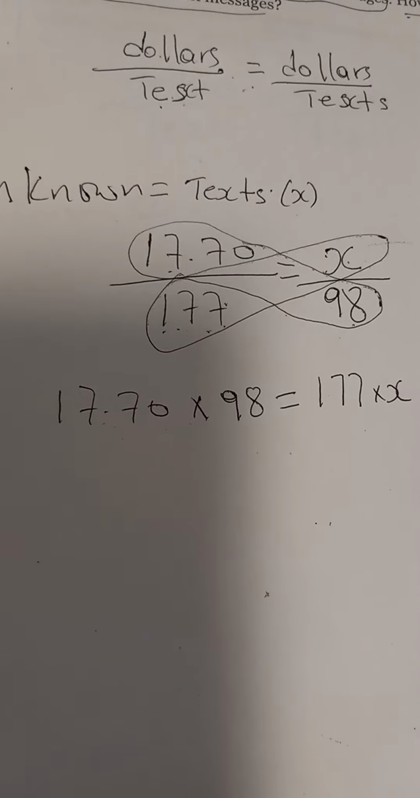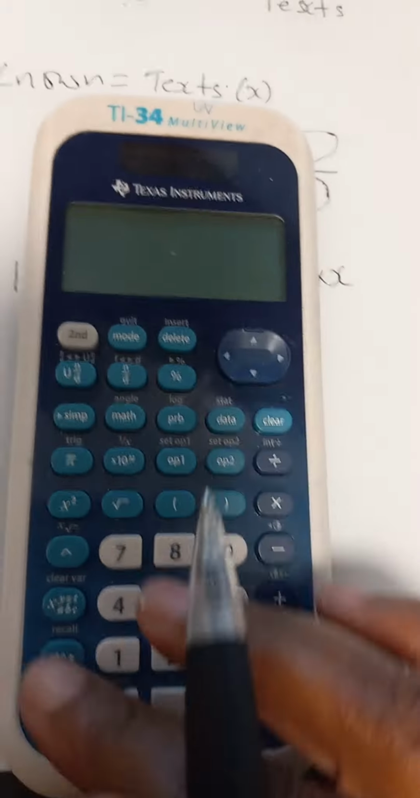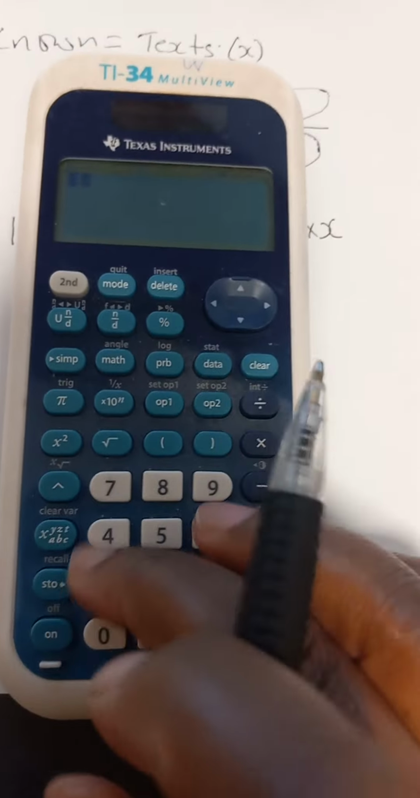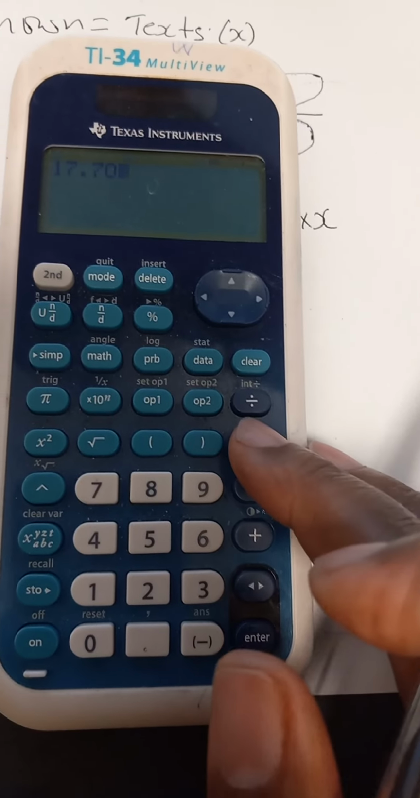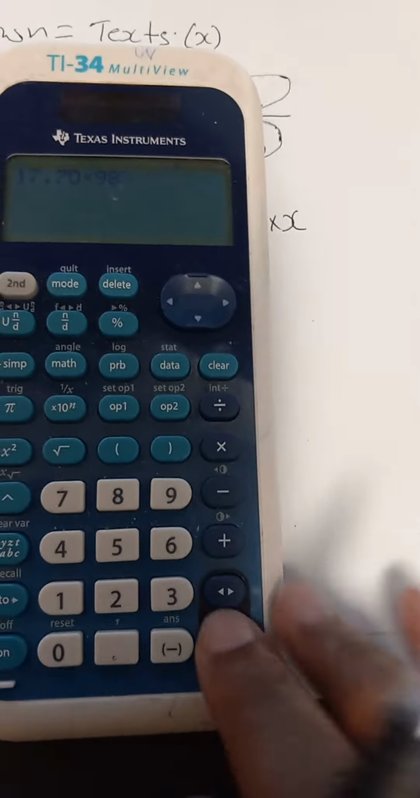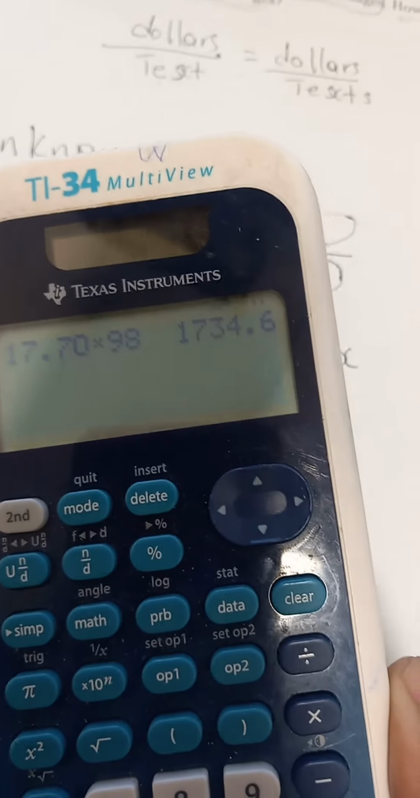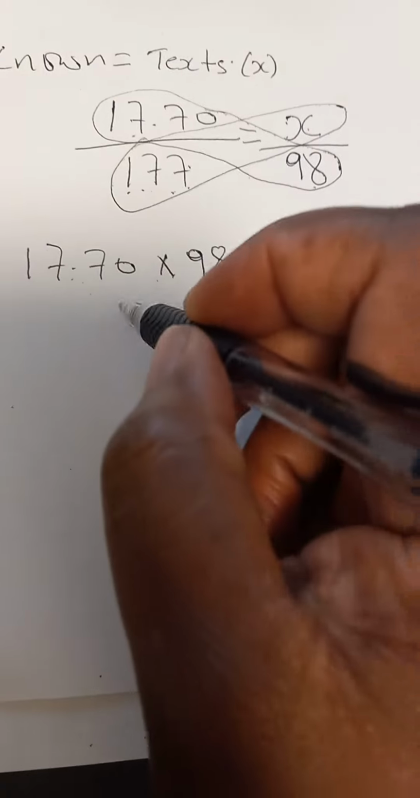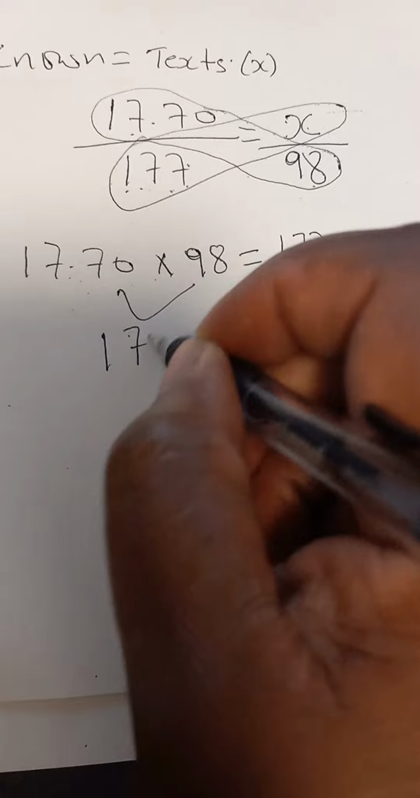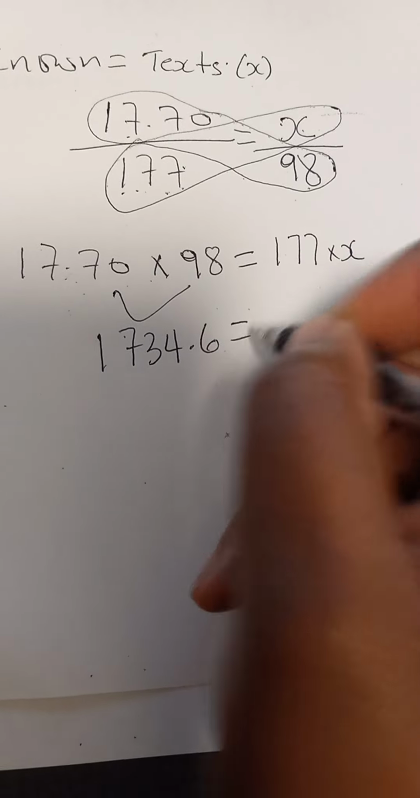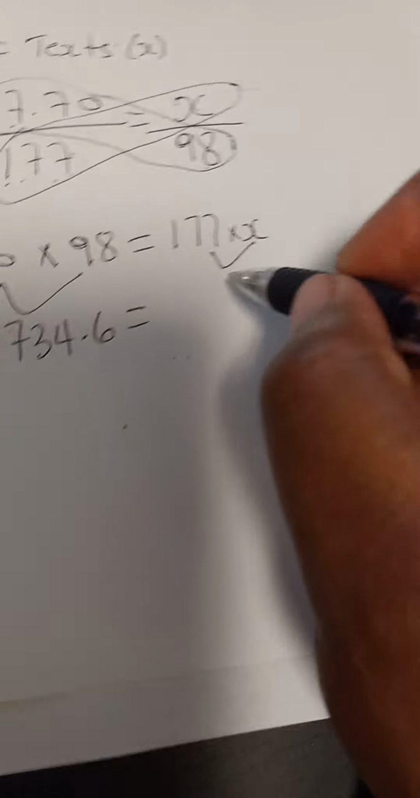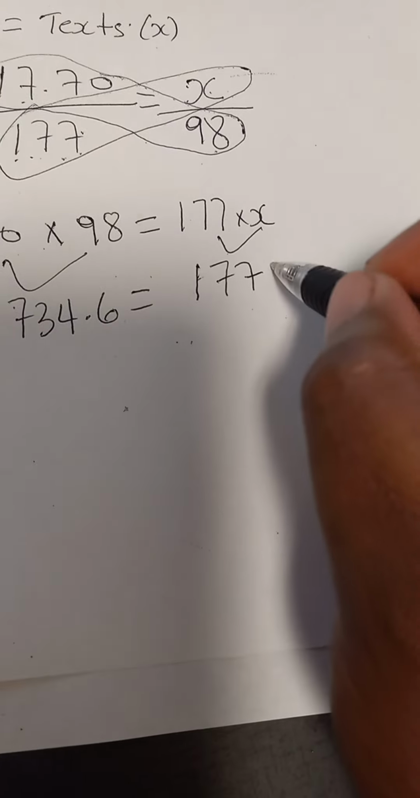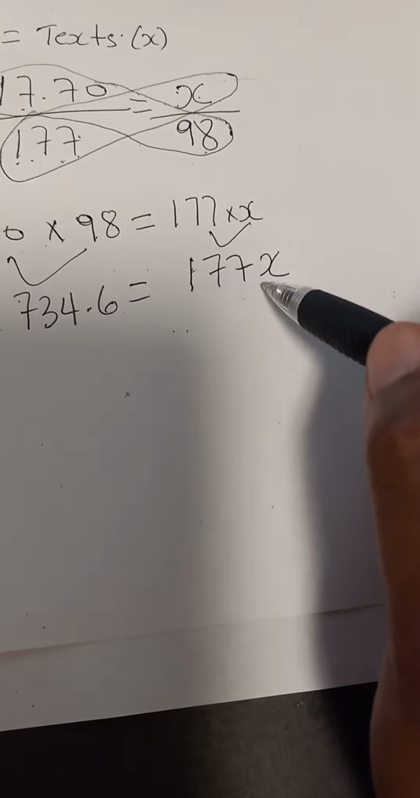So on my calculator, clear it out. We have $17.70 multiplied by 98. We're going to get 1,734.6. So 1,734.6 is equal to 177 multiplied by x, which is just 177x. So we're not done yet, we have to solve for x.